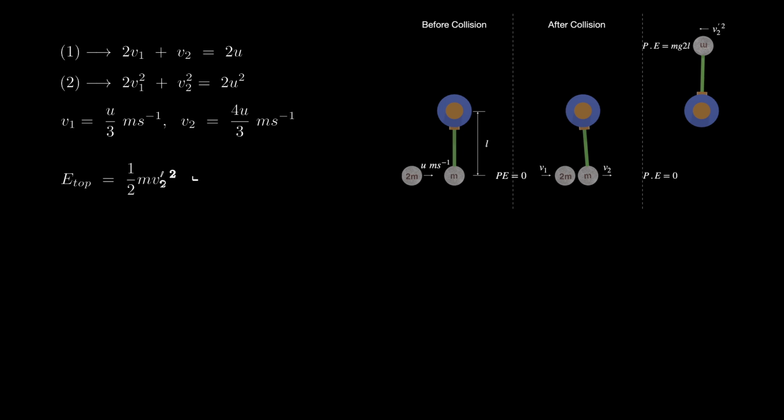If we assume the velocity of the sphere at the top is v2', we can express the total energy of the sphere at the top of the vertical circle as the sum of its kinetic energy and potential energy. The kinetic energy of the sphere just after the collision is given by this expression. This is at the bottom of the vertical circle, where the potential energy is 0.